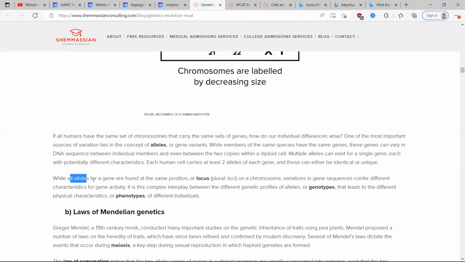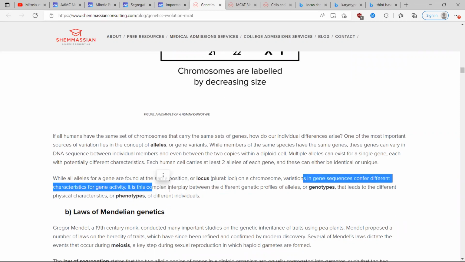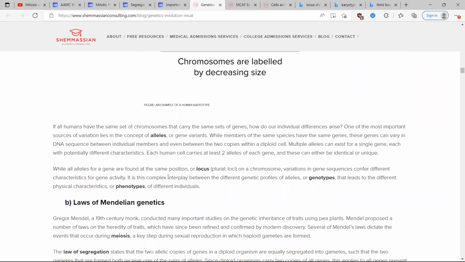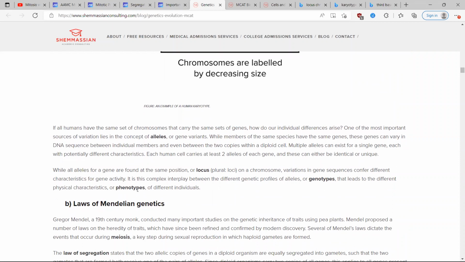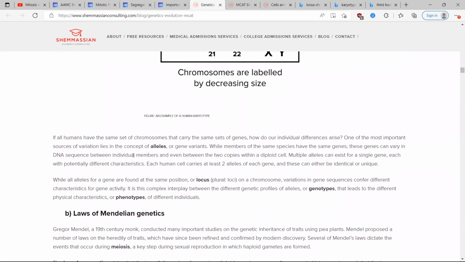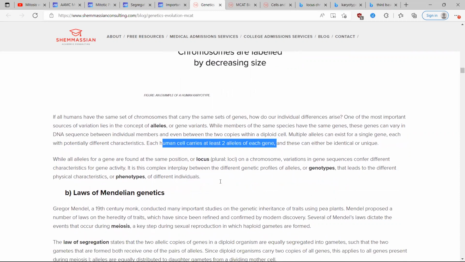So yes, while all alleles for a gene are found at the same position or locus, variations in gene sequences confer different characteristics for gene activity. And it's this complex interplay between the genotypes that leads to the physical characteristics, aka phenotypes. So each human cell carries at least 2 alleles of each gene, one from the mom set and one from the dad set of chromosomes.